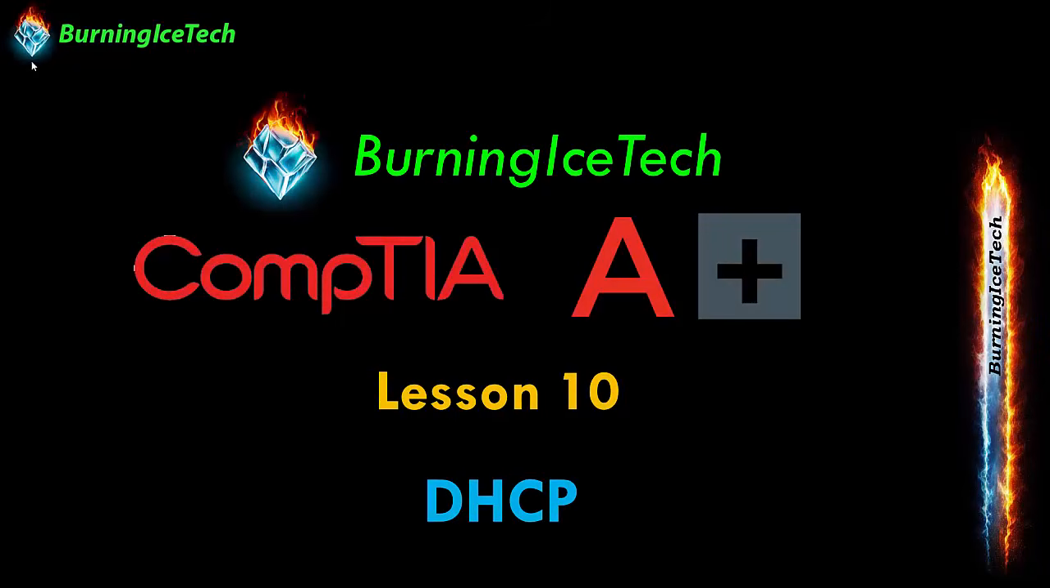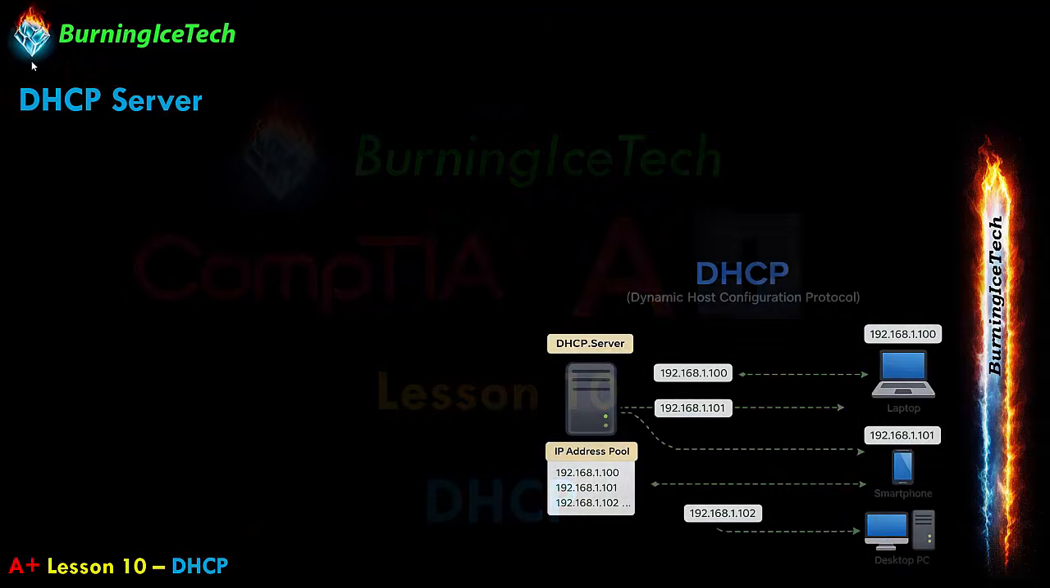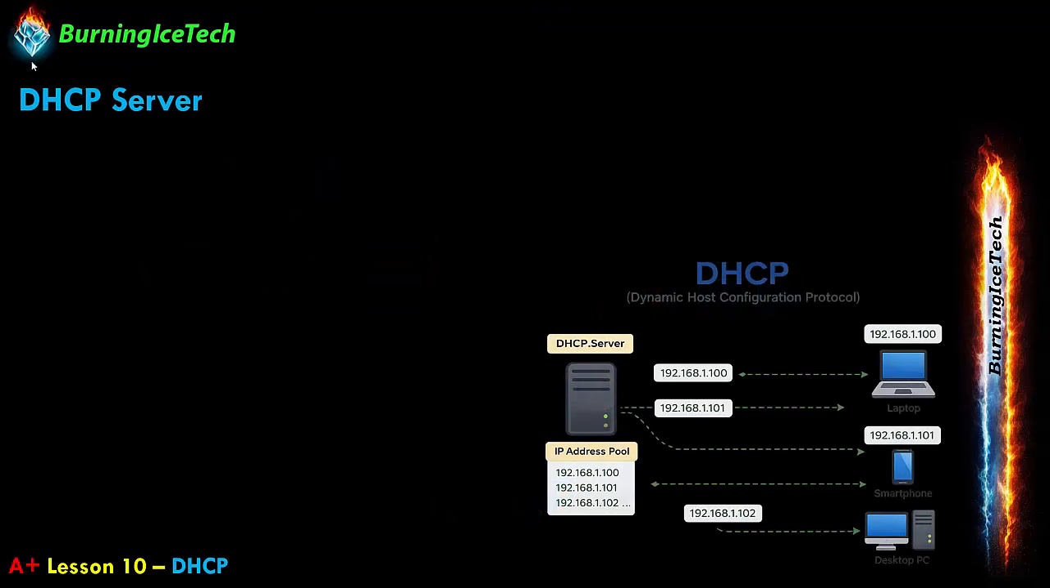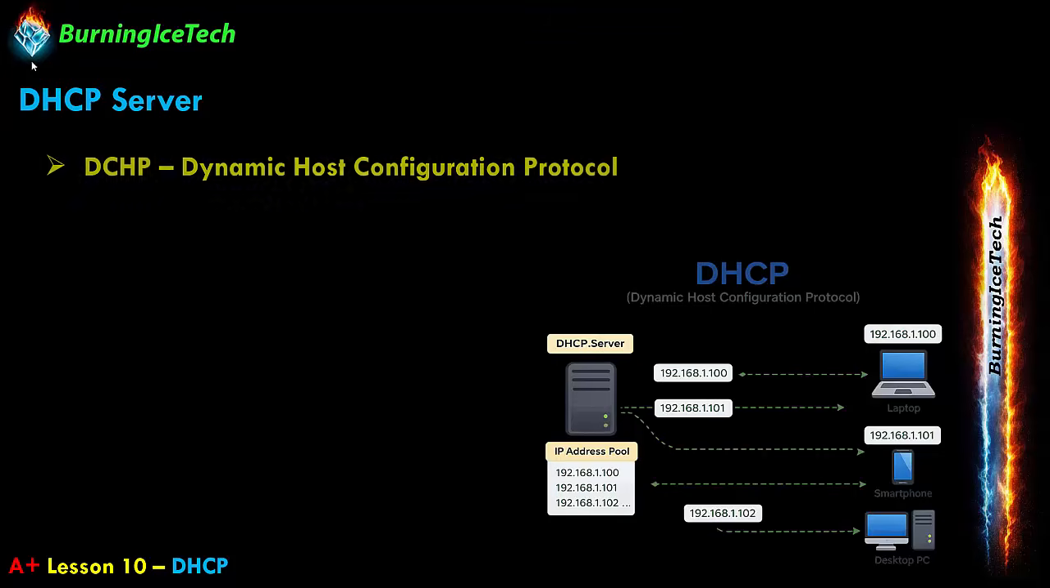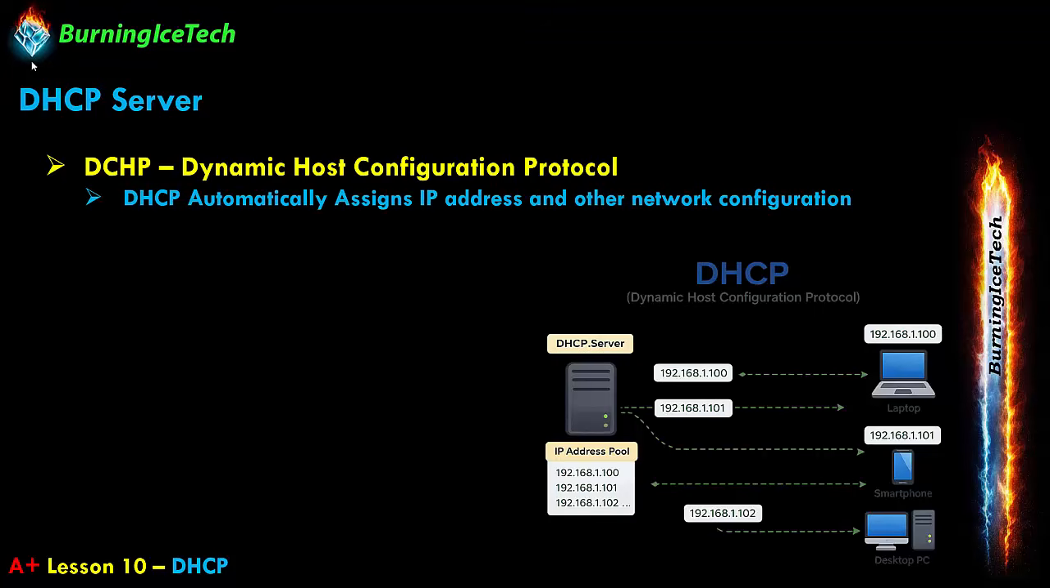Lesson 10, DHCP. Now folks, this is a topic we did somewhat touch on previously in Lesson 9. Today we're just going to go a little bit deeper into it. So quick recap for those of you that don't know or that just maybe don't remember. DHCP, guys, stands for Dynamic Host Configuration Protocol. Its purpose, if you don't know, is to automatically assign IP addresses and other network configuration.